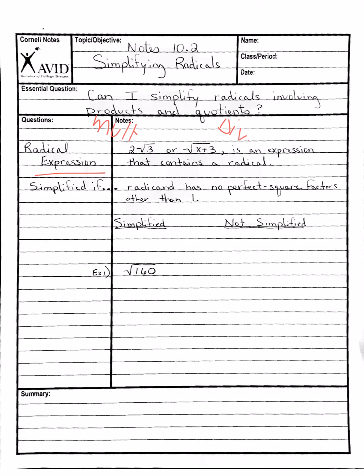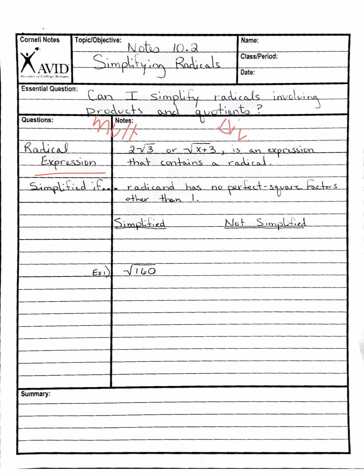So let's talk about what a radical expression is. I gave two examples, 2 times the square root of 3 or the square root of x plus 3. These are expressions and they contain a radical sign. So we're going to have the radical symbol. There are a couple different ways that we can identify if something is simplified. The first one is if the radicand, so inside our radical symbol, has no perfect square factors other than 1.